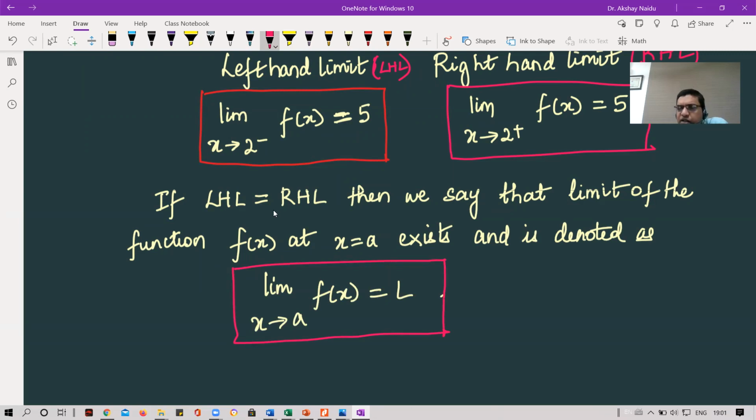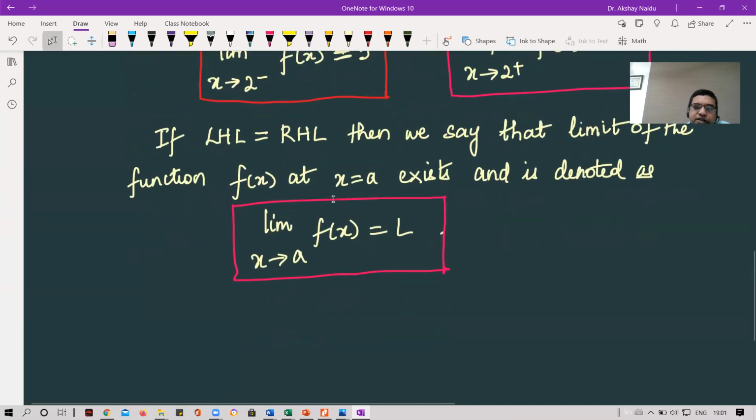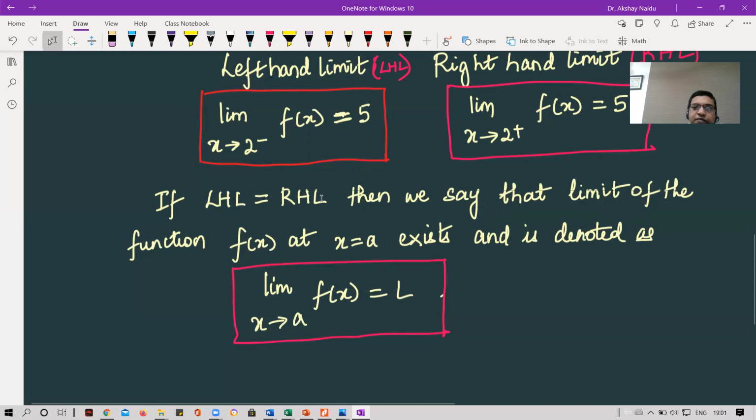Sometimes the limit may not exist. Like for example, if you take the signum function, we will just study another example.